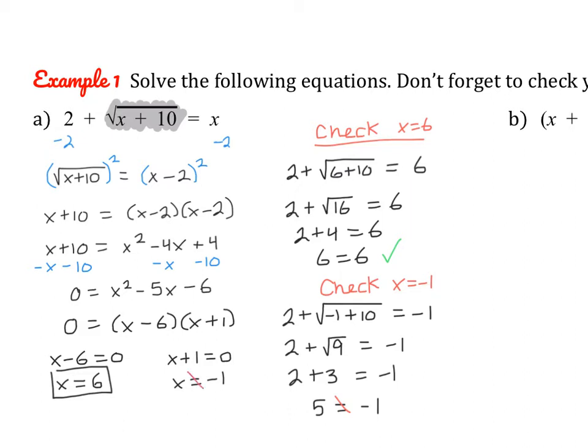So although we did all of our math correctly, our quadratic equation was solved correctly, and we got this as an answer, it does not work for this radical equation. So make sure you cross it out, do not box it. It is not one of our solutions. This equation only has one answer, x equals 6.